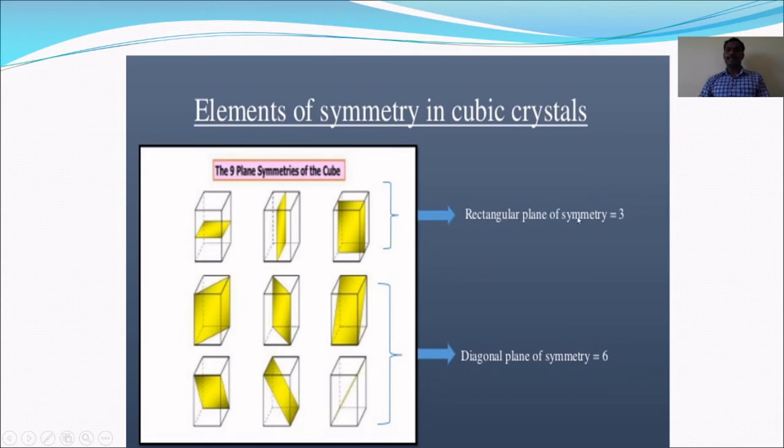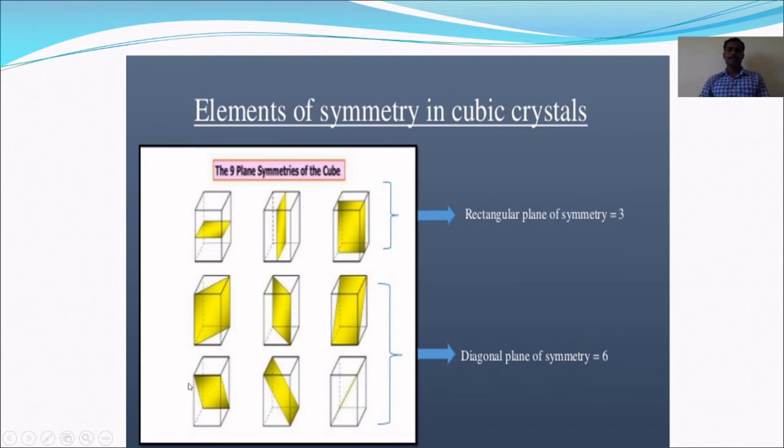The second one is the rectangular plane of symmetry. A rectangular plane is drawn in the middle of the crystal, which divides the crystal into 2 equal parts, one being the mirror image of the other. This one is also a rectangular plane of symmetry. Therefore, the cube has 3 rectangular planes of symmetry.